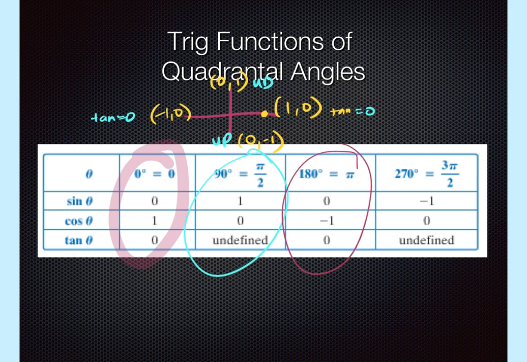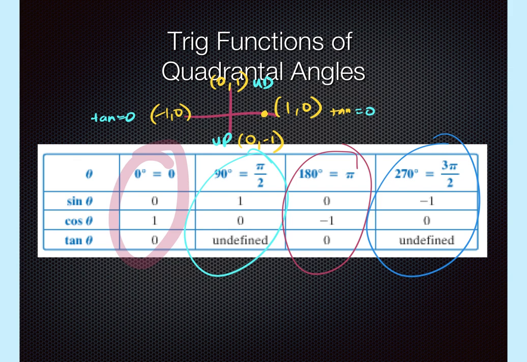Here at 180, on the left, my y is 0, which is my sine. My x is negative 1, which is my cosine, and the tangent is 0. And then the last one, 270, which is at the bottom. Your y is negative 1. Your cosine is 0 because that's the x, and your tangent's undefined.